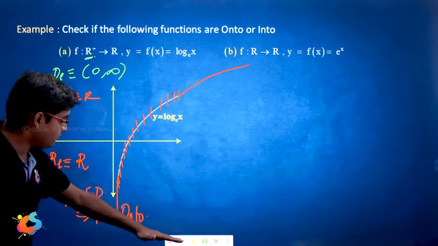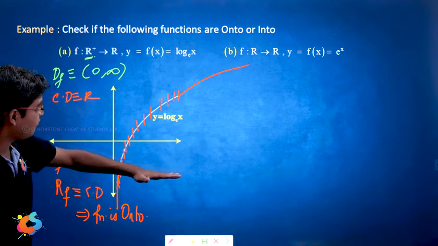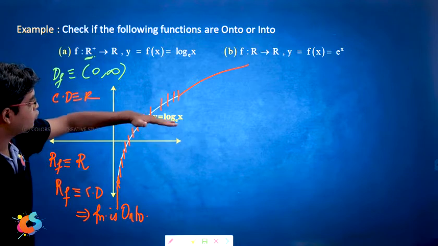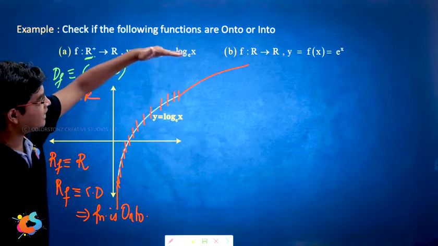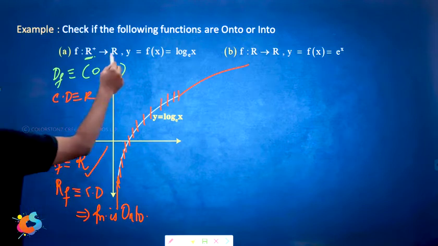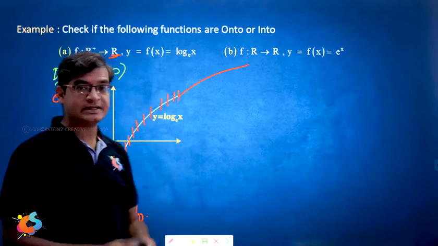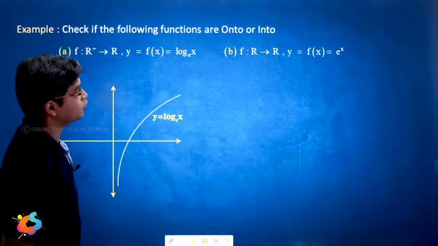So therefore, the y value starts from minus infinity and no y value is missed. And as you go above and above, all the y values are taken. So therefore, the range has become all real numbers. Here it is clearly given that the codomain is real numbers. So therefore, it is an onto function. Let us come to this one.